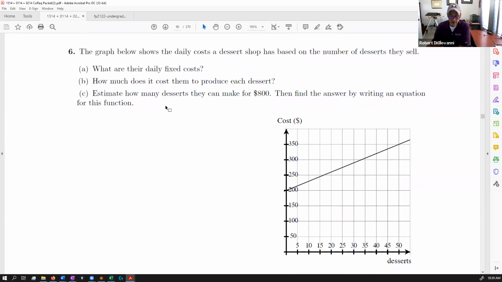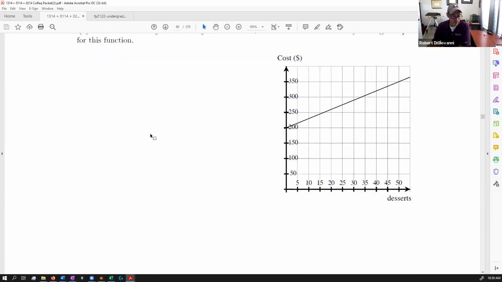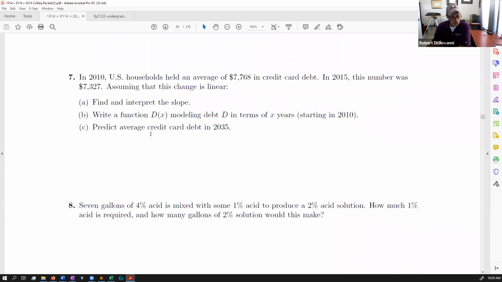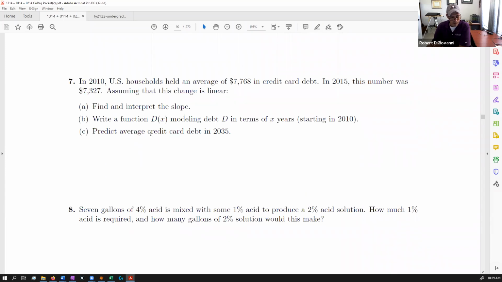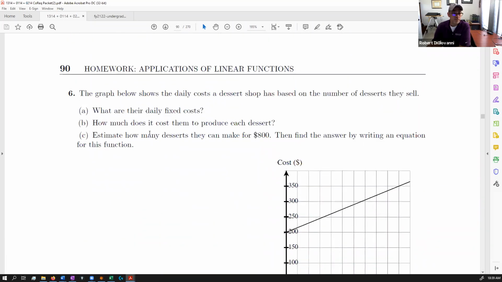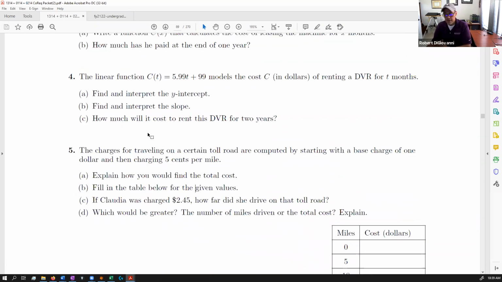I'd like for you to try 6. We haven't talked about it, but I'd like to see what you do. We might have questions over 6 whenever we meet again. Yeah, let's just stop at 6. So go 2 through 6 for your homework, starting on page 89. Just do 2 through 6.